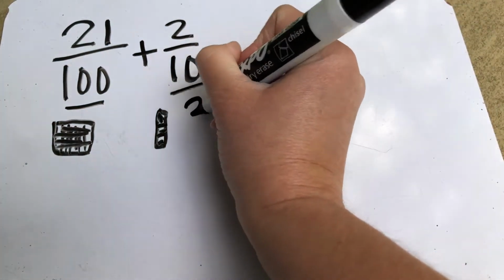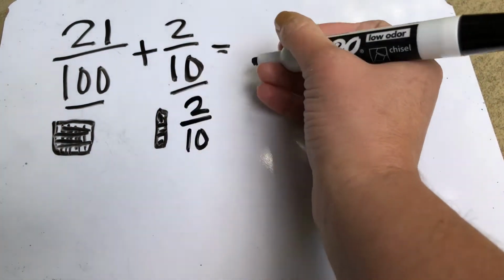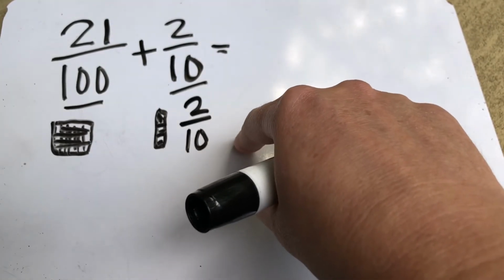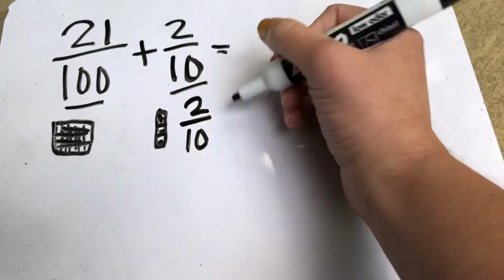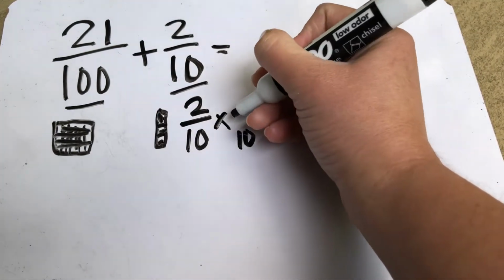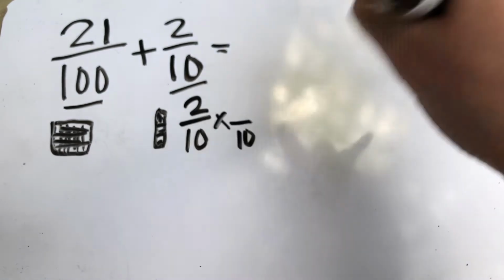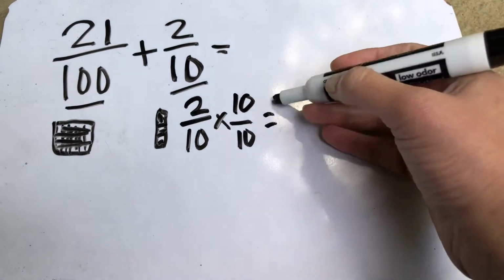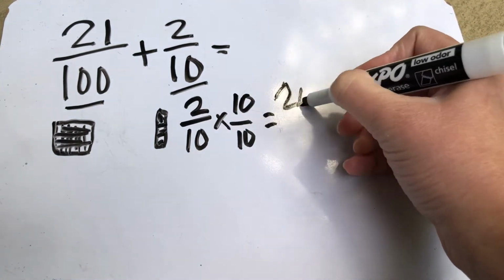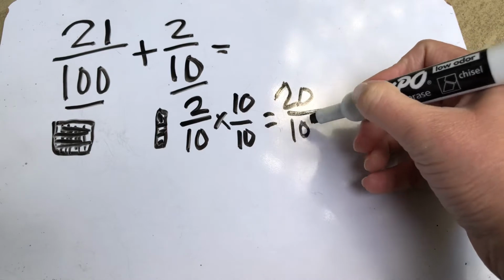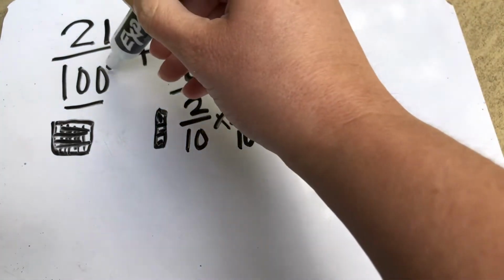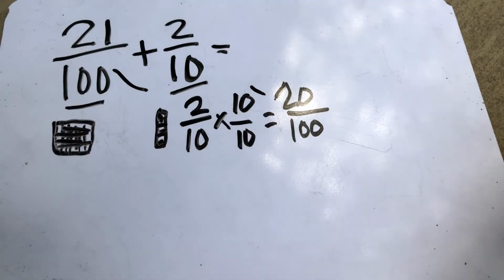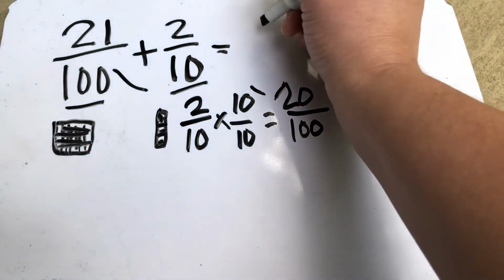So you take your 2/10, and remember, whatever you multiply your denominator by to get 100, and you know that would be 10 because 10 times 10 equals 100, you've got to also multiply your numerator by. So what would that be? That would be 20 100ths. So now, can you add 21 100ths and 20 100ths? You sure can.